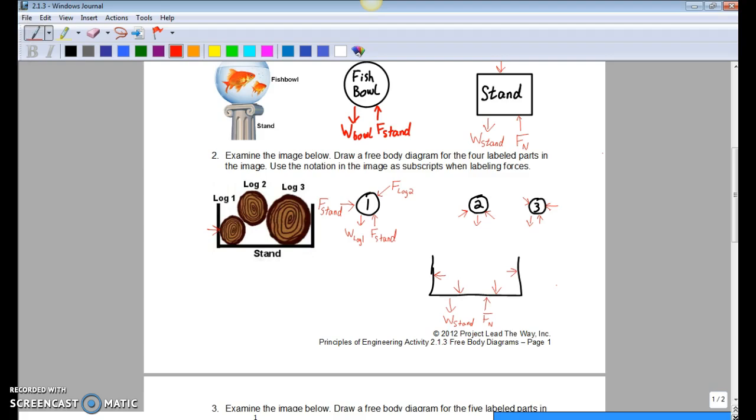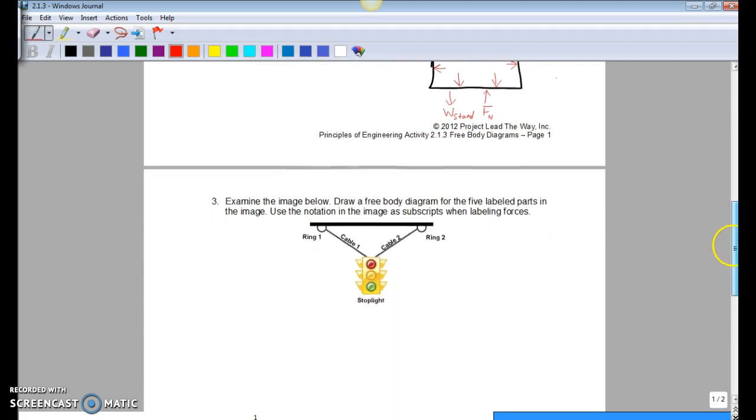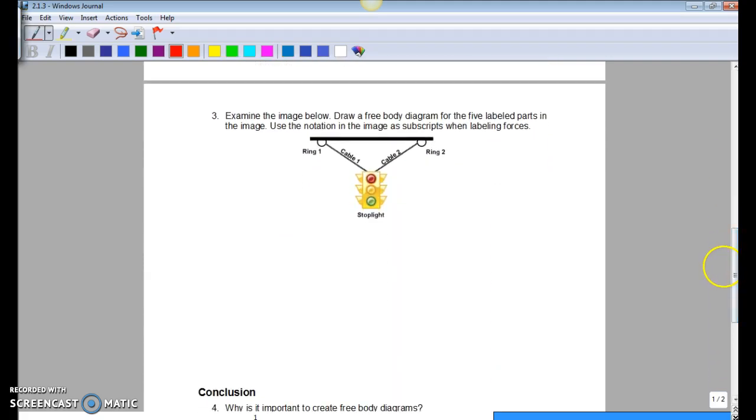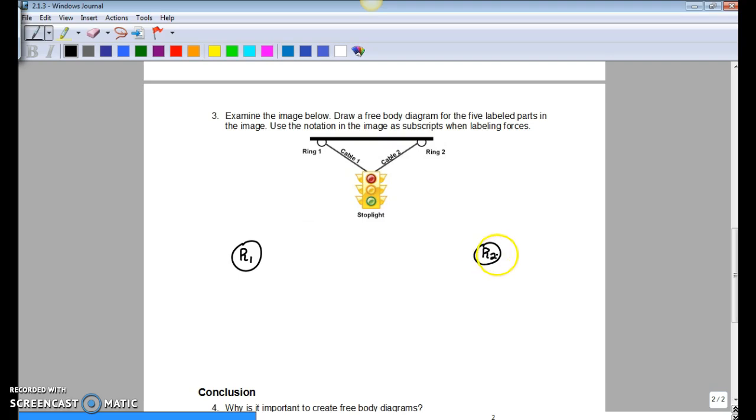When you do question 3, it says draw a free body diagram for the 5 labeled parts. So you're going to have a free body diagram for the ring. Let me title that ring 1. You're going to have a free body diagram over here, which is ring 2. You'll have cable 1 as a component. You'll have cable 2 as a component, and then you'll just box that in as stoplight.